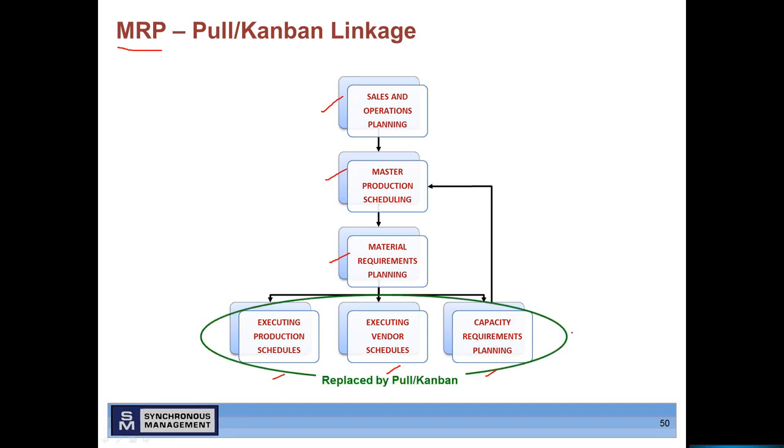Pull replaces this part of it. You still need S&OP. You still need master production scheduling, and you probably still need to run material requirements planning. You just don't want to make to the material output of MRP. You want to make to Kanban.